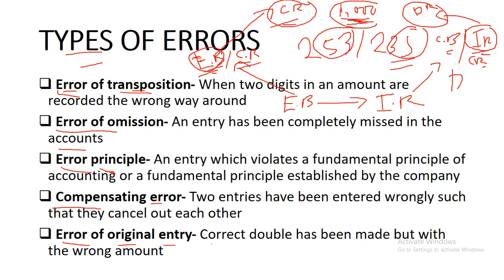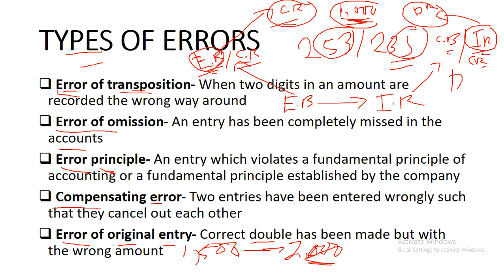Then error of original entry. An error of original entry is where the correct double entry has been made but with the wrong amount. So you make the correct double entry, you debit the expense account, you credit the cash account, but you make the entries with the wrong amount. Maybe we had an expense of 1,500, but instead of using 1,500, we use 2,000. That results in an error of original entry.